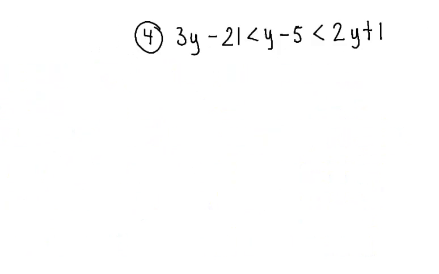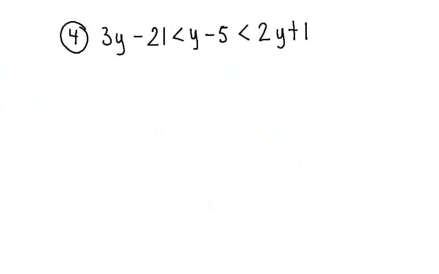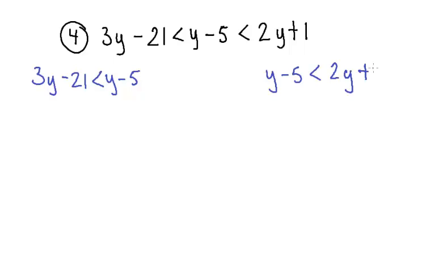This exercise will be exercise number 4. We have 3y minus 21 less than y minus 5 less than 2y plus 1. So this exercise is going to explain another kind of situation where we might face some scenarios that we have not seen. What we're going to do is, as usual, split the inequality into two inequalities, copying the middle expression twice.